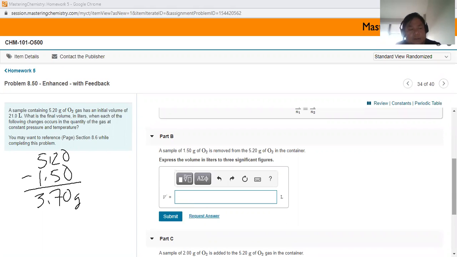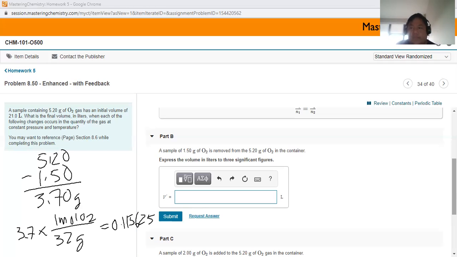So this is going to be 3.70, and it'll be the same calculation we did up above. So it's going to be 1 mole of O2 has a mass of 32 grams. So basically now when I do this calculation, 3.7 divided by 32, I get 0.115625. So one thing I always like to tell students is when you're doing these problems, don't round till you get to the end.